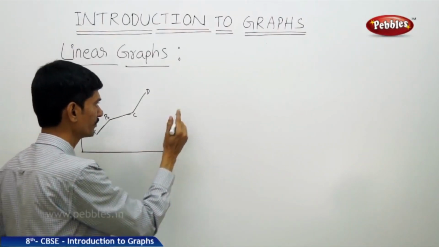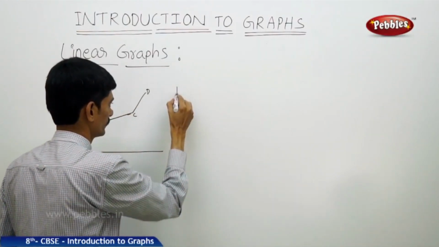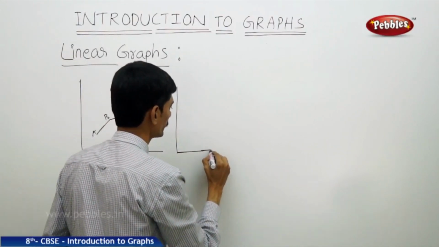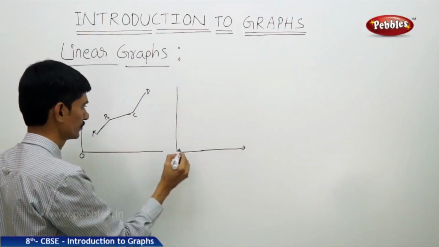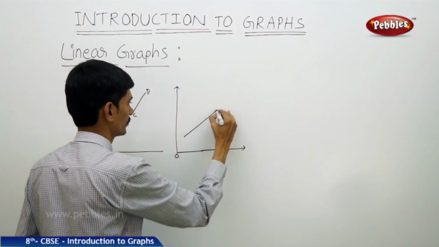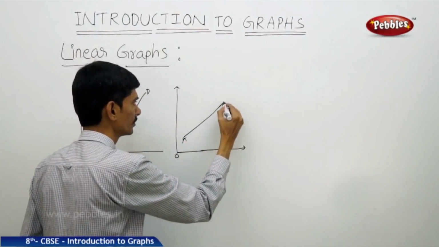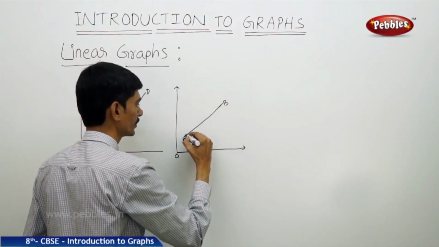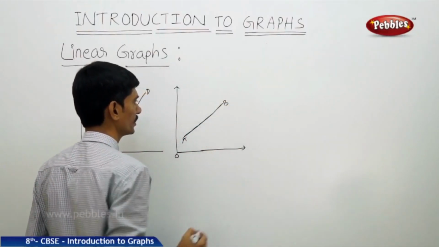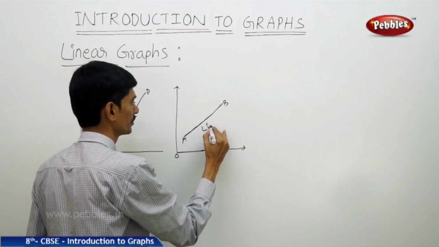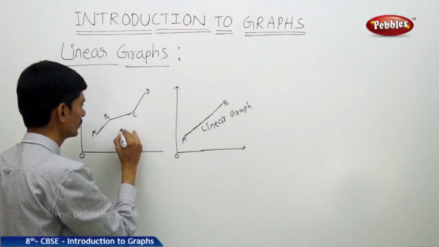So sometimes the graph may be a whole line segment which is unbroken. Now this is also a line graph, but which is a whole unbroken from A to B. Now this is also a line segment, but which is a whole unbroken line. So this type of graph is called a linear graph. Now this is a linear graph and this is a line graph.